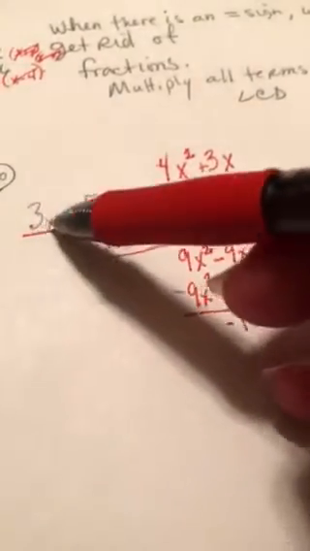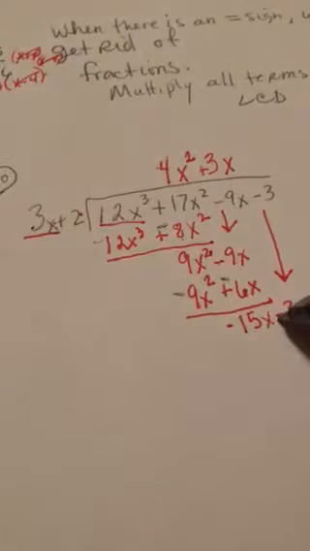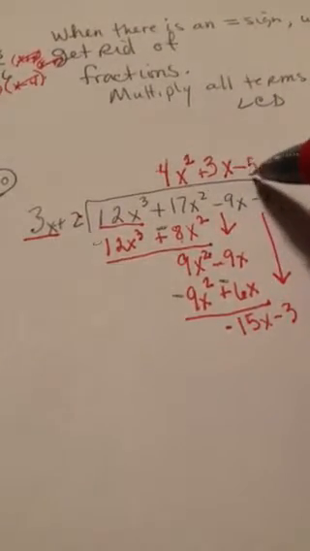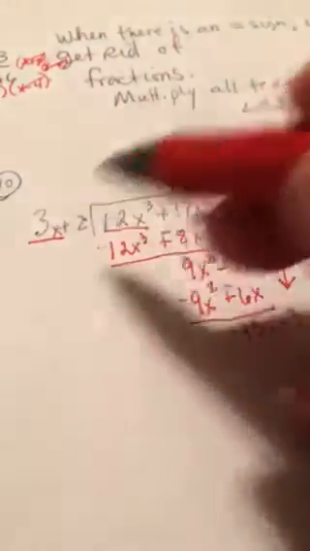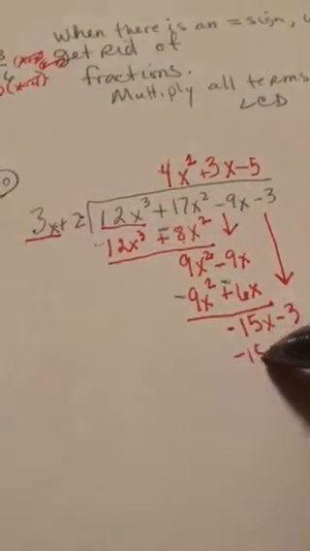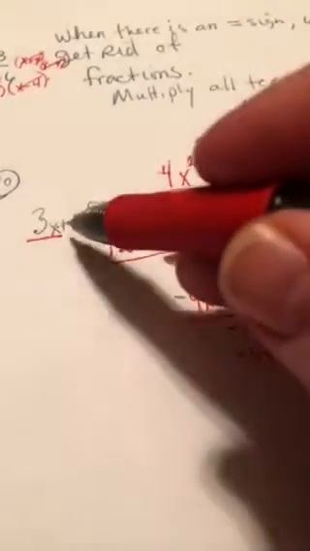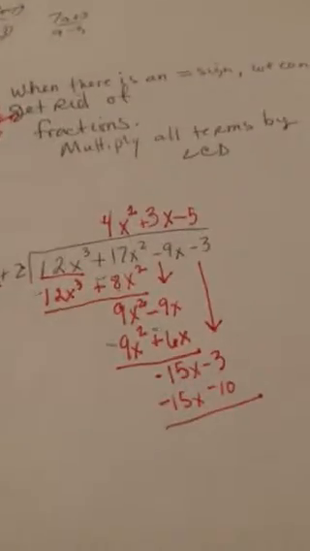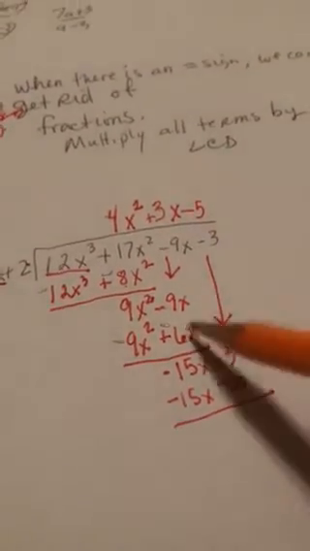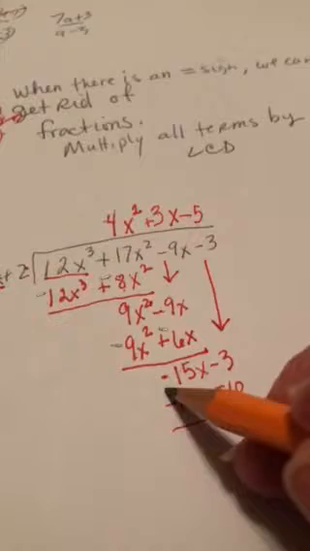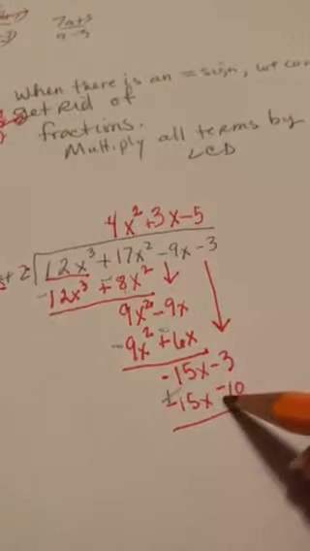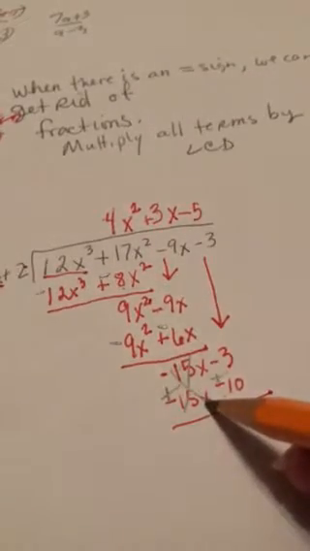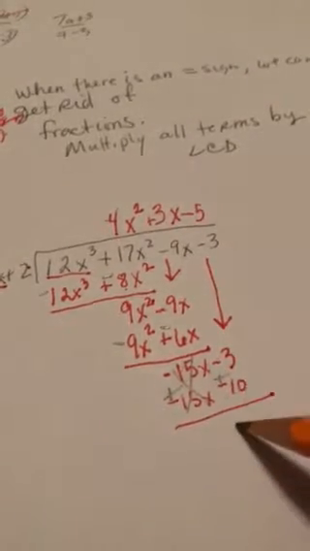So we need to think something times 3x will give me negative 15x. Well, that's going to be a negative 5. That's how we got to put that negative up here with it. So negative 5 times 3x is negative 15x. Negative 5 times a positive 2 is negative 10. Don't get in a rush at the end. We still have to change those signs to put these together properly. Since this says minus, I'm going to make it plus. Same here, I'm going to make it plus. That causes these to cancel out. Negative 3 plus 10 is 7.